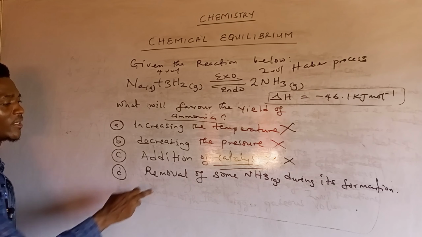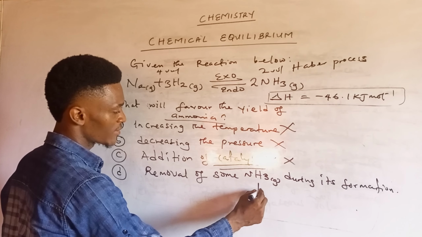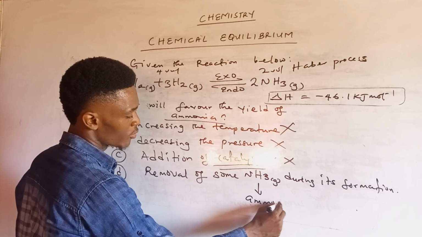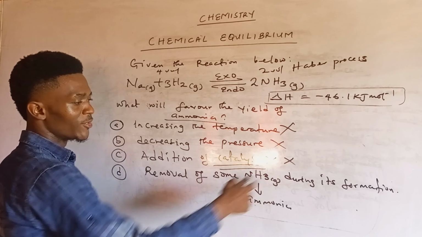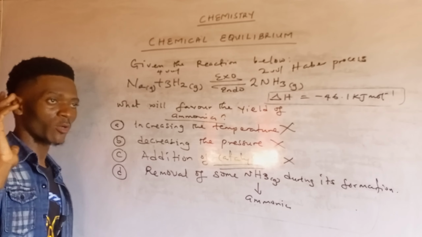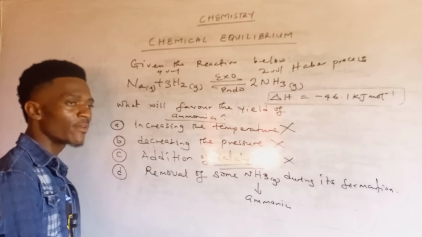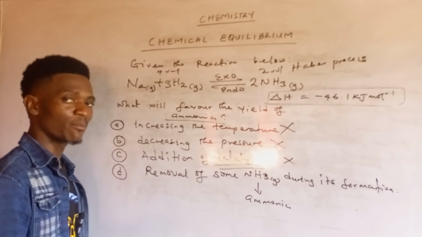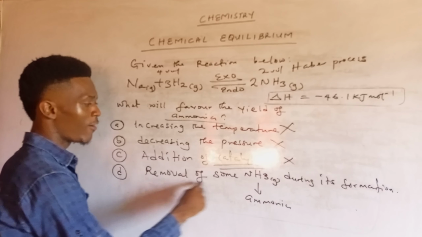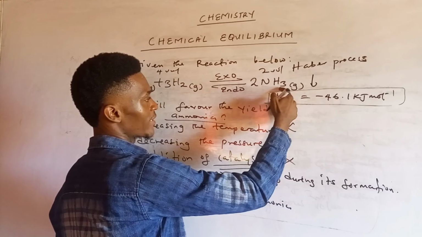Then D, let's confirm D. Removal of some NH3. Remember, NH3 is our ammonia, no doubt. So removal of some NH3 during its formation. Let's confirm something. This is taking us to our constraint known as concentration. And remember what I said: when you decrease the concentration of one part, it favors that same part. So removal of some NH3 means you are decreasing the concentration of that part.